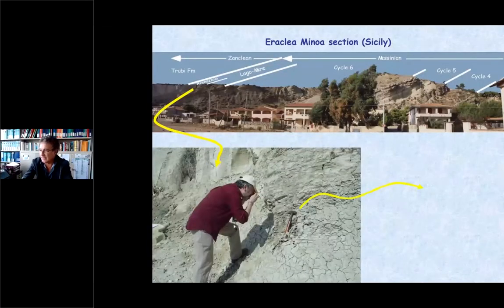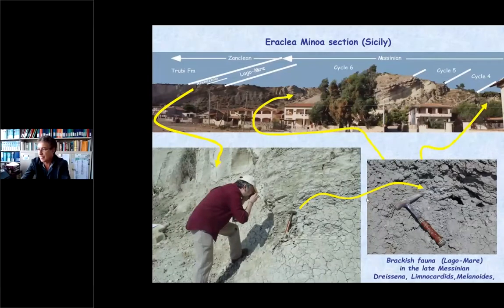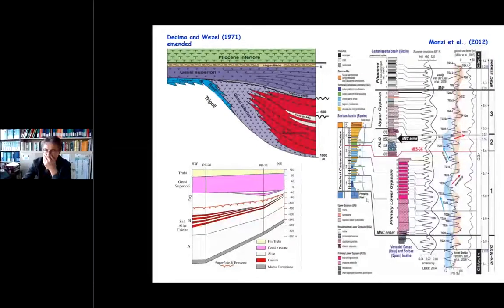Okay, this is David O'Dell, and look, there is Sena that I show you. This represents the Arenazzolo member. Eraclea Minoa is also important for the astronomical tuning of the late Messinian, because it corresponds to the end of the Messinian salinity crisis and to the upper gypsum.